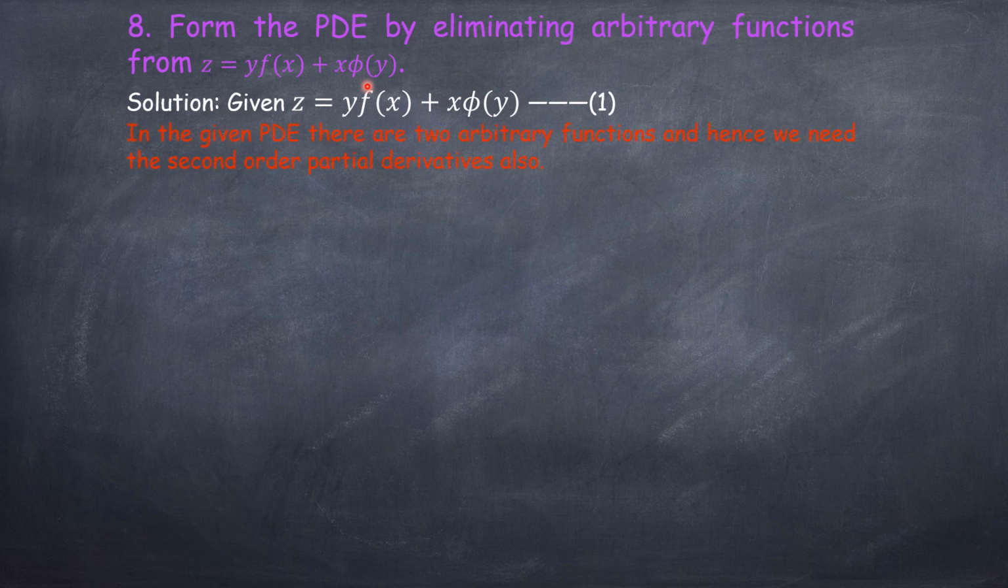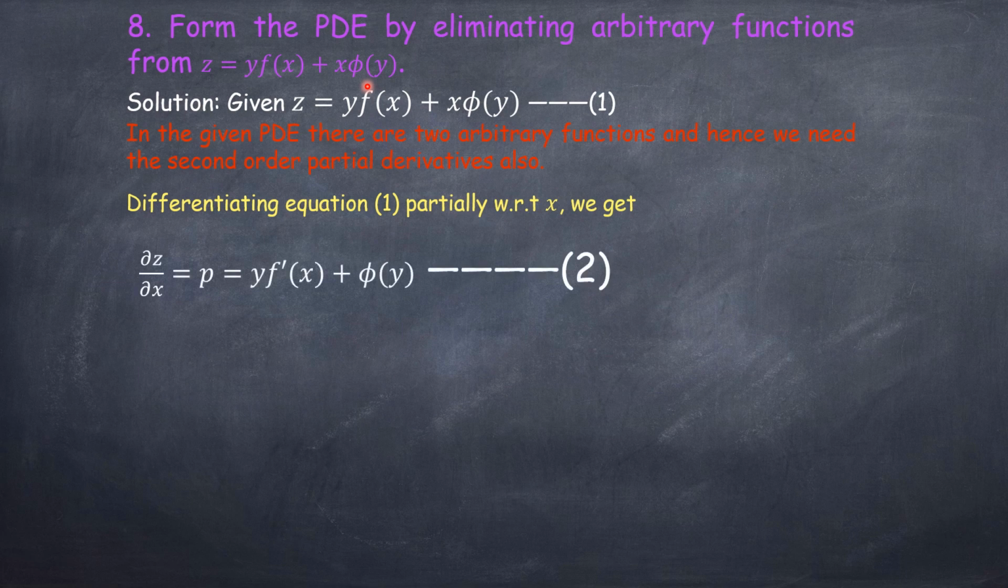Since the given equation contains two arbitrary functions, I will be required to find the second order partial derivatives also. Differentiating equation number 1 partially with respect to x, we get dou z by dou x, that is p, is equal to y into f dash of x plus phi of y. Observe here, with respect to x, y is a constant, I'll keep it as it is. Differentiation of x f becomes f dash, and of x is 1. Phi of y is a constant, keep it as it is.